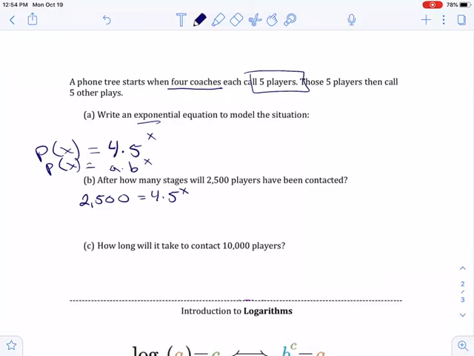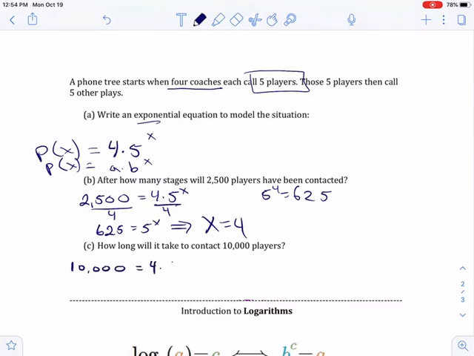So my first question is one that we should be able to answer with relatively straightforward solving practices. Here, if I divide both sides by 4, 625 equals 5 to the x, which we have on our organizer, so that's just going to end up being x equals 4. And that's because 5 to the 4th power is 625. But I arrive in this interesting situation on this next problem where I have to figure out how long it's going to take for 10,000 players to be contacted. This is the equation that I'm attempting to solve.